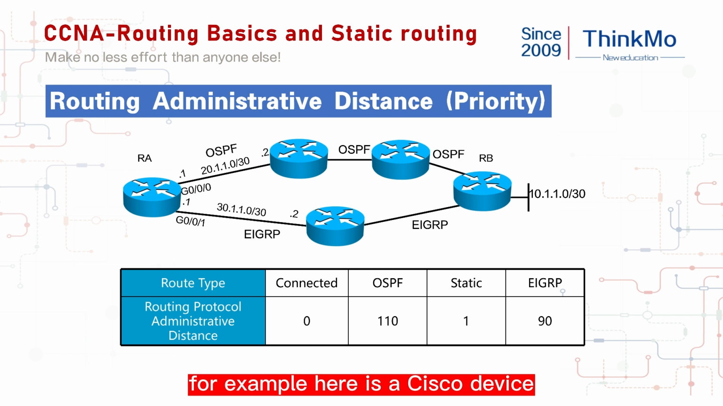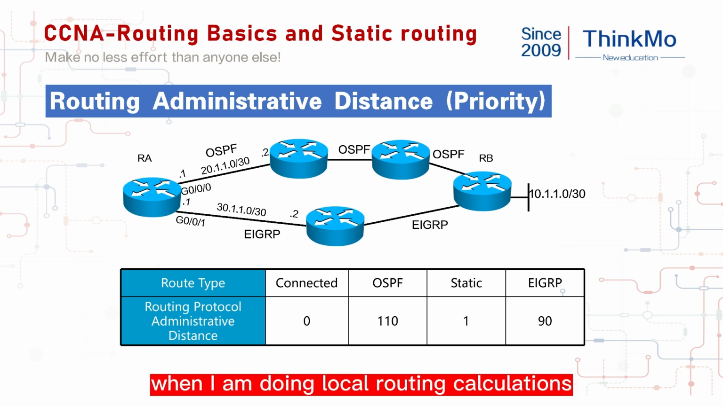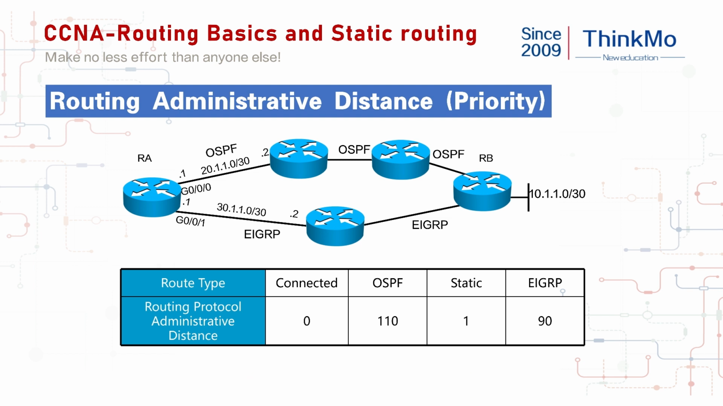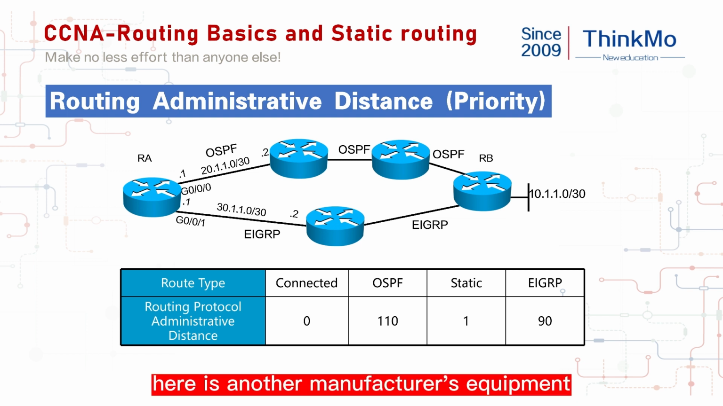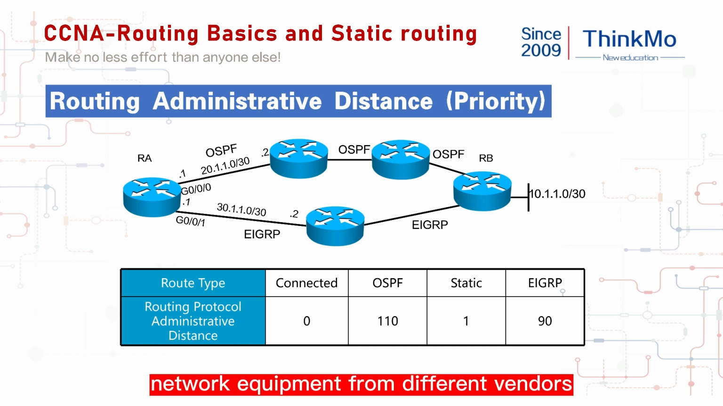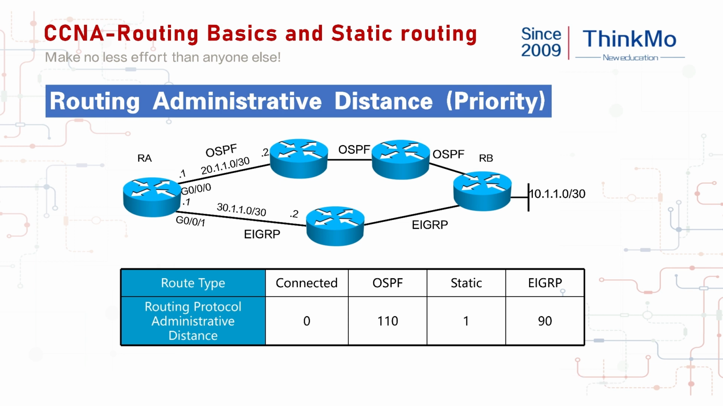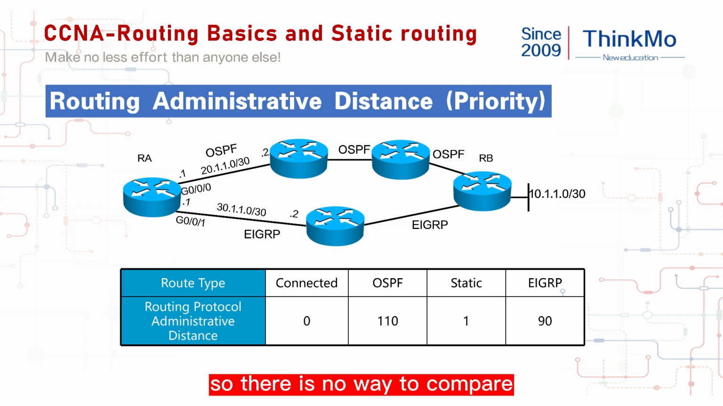For example, here is a Cisco device. When I am doing local routing calculations on the Cisco device, it is calculated according to its own administrative distance. If the right end here is another manufacturer's equipment, then it is different from Cisco. For network equipment from different vendors, the definition of administrative distance is different, so there is no way to compare. It is only valid for this device.